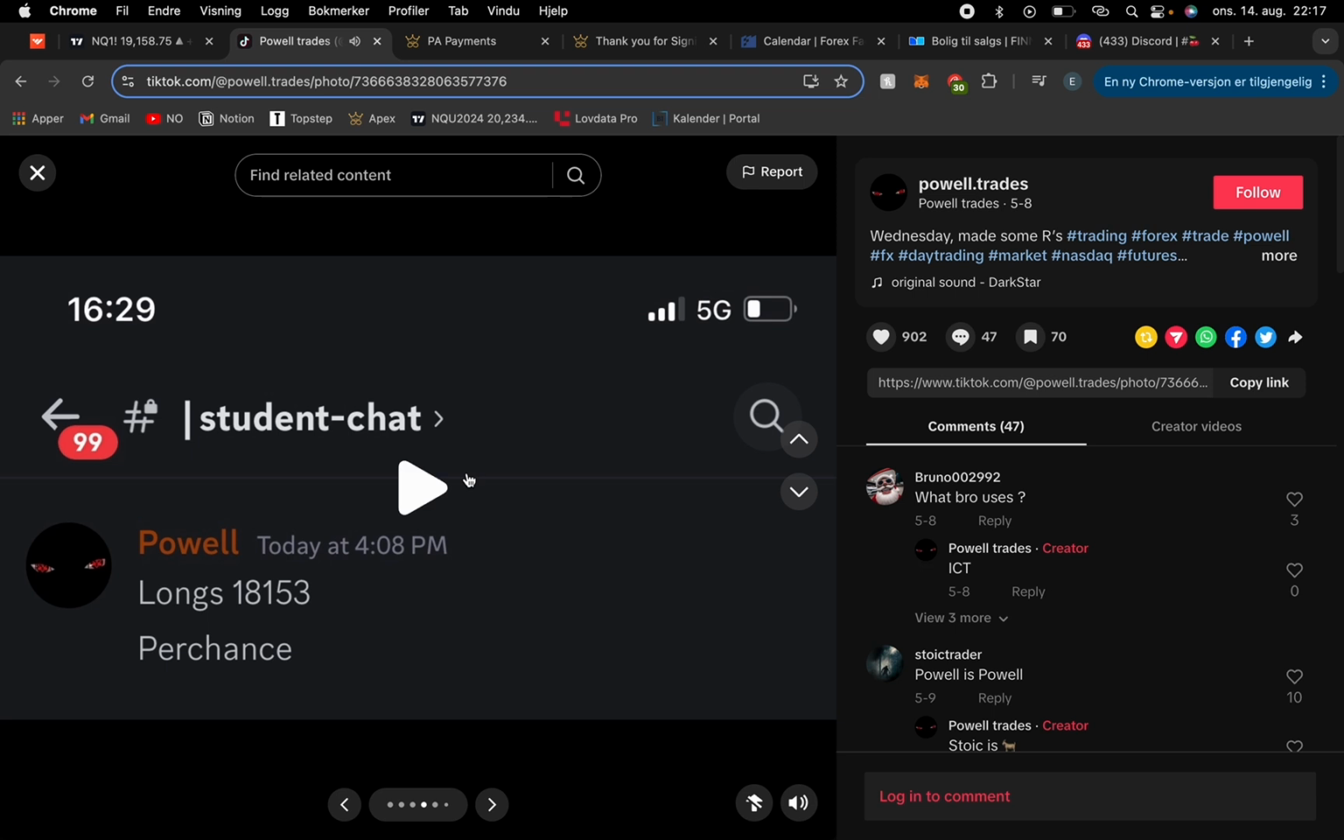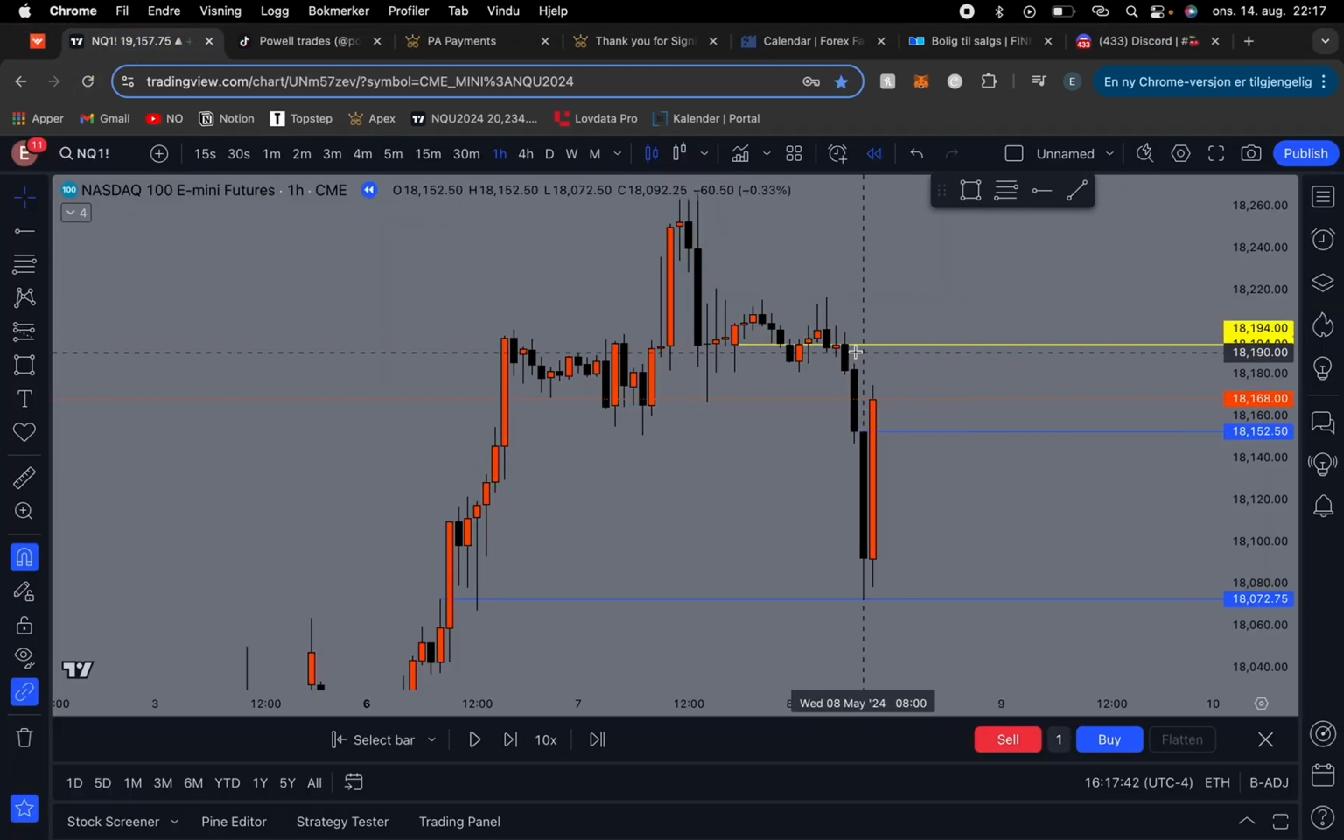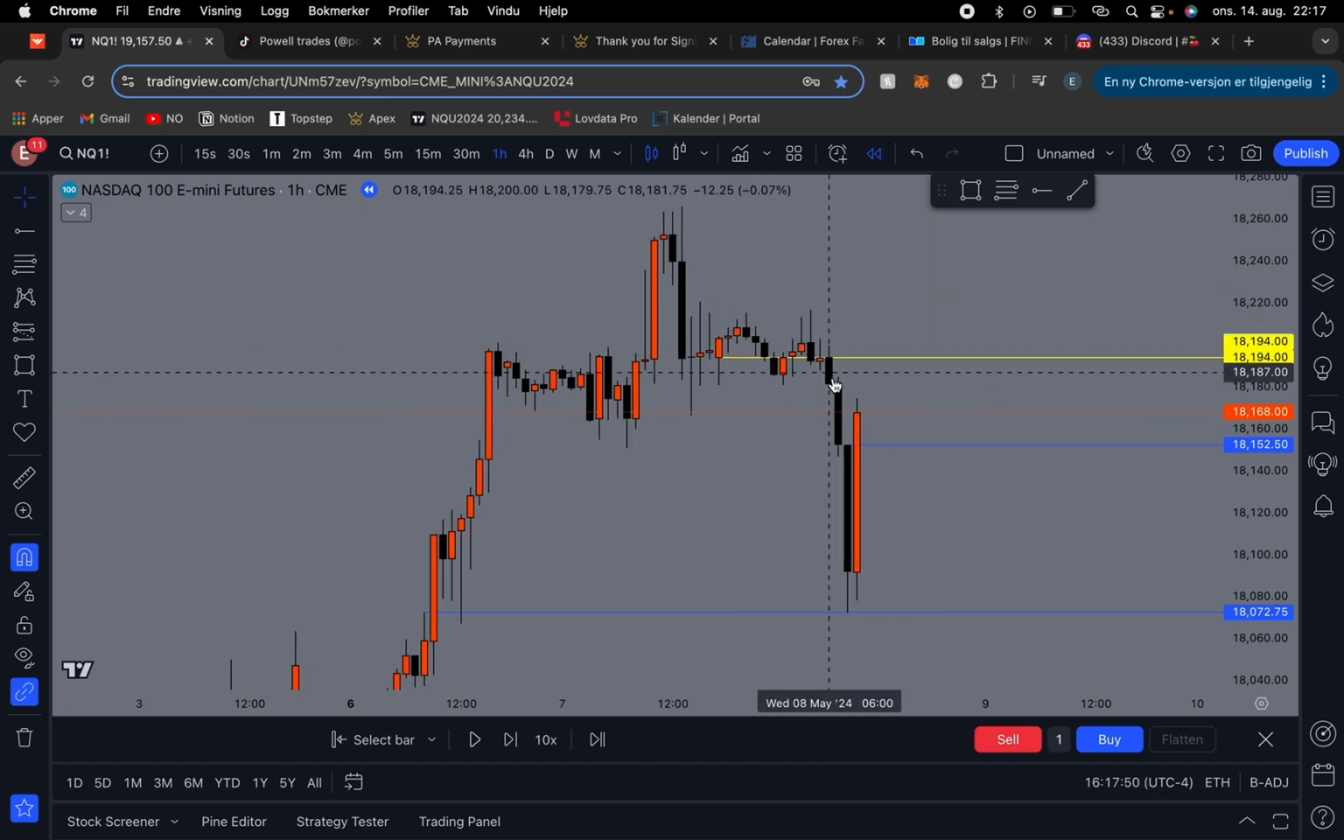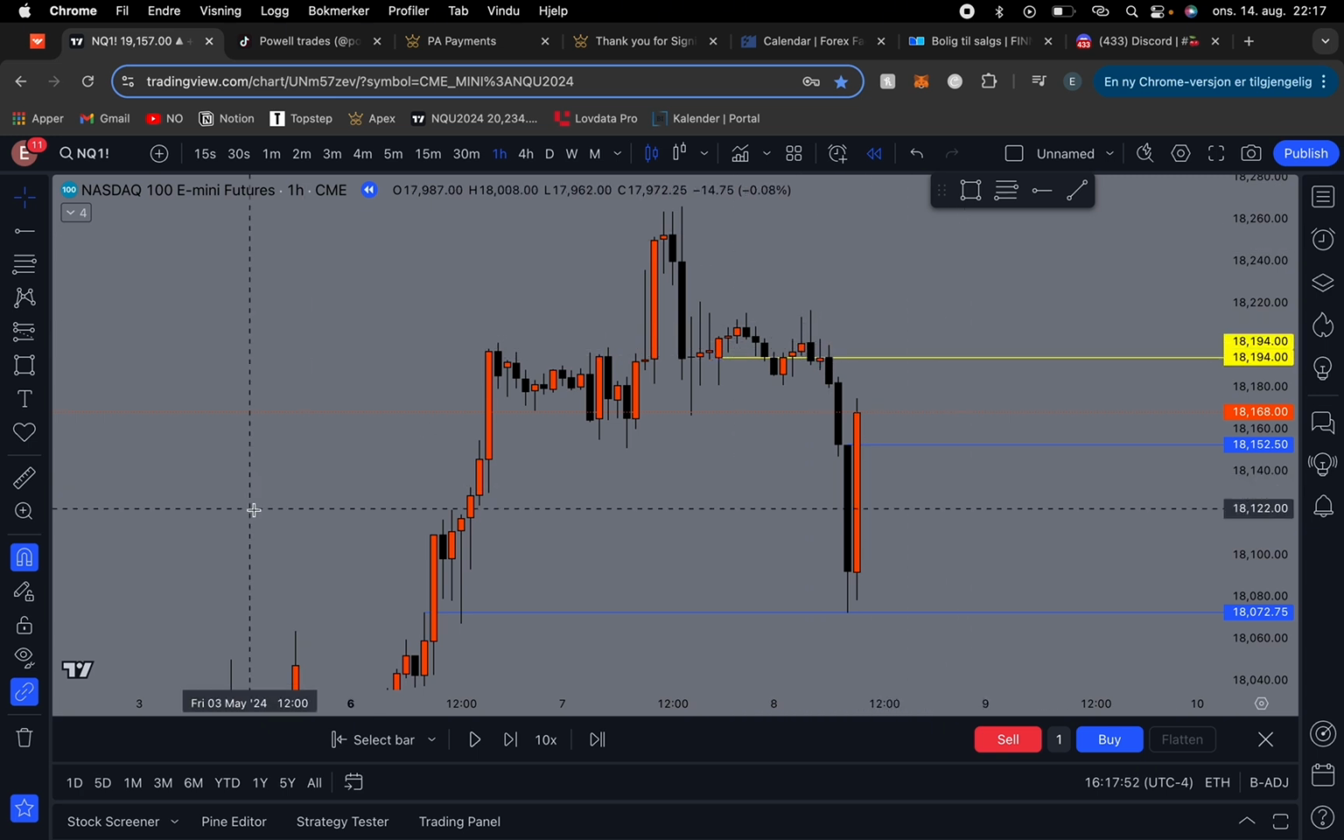This is when I gave this signal. It's from May. It's a really clean example of a change in state of delivery on the 1 hour. The other confluence we have is that we're below true day open. We barely have any trading above true day open. That's usually a good indicator of this leg down.